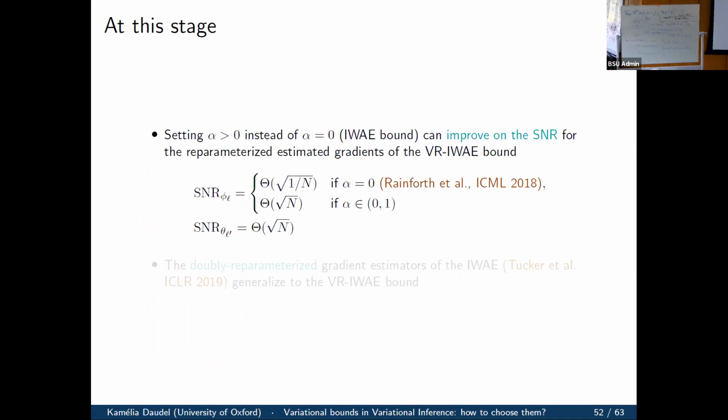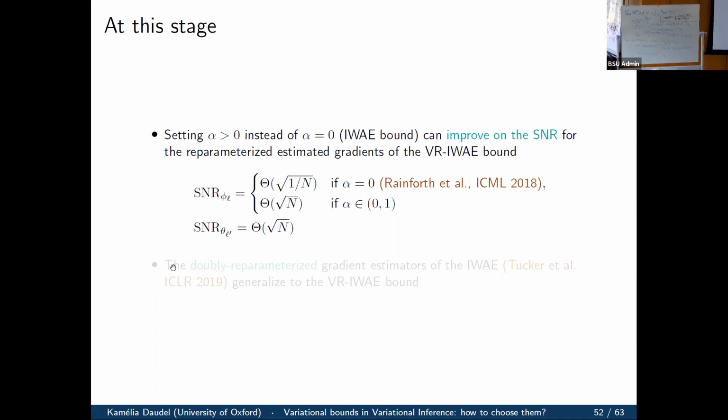Basically, this time we're not breathing because we didn't go through all the slides. But what we have shown is that if we look into the signal to noise ratio, anyone familiar with the signal to noise ratio? Maybe no. Okay. So if we look at the estimated gradients of the VREY bound, those reparametrized estimated gradients, we can wonder about whether or not there's a good signal to noise ratio. So if we look at them in expectation and we divide by the variance, by the noise, do we still get a good behavior as a function of n?